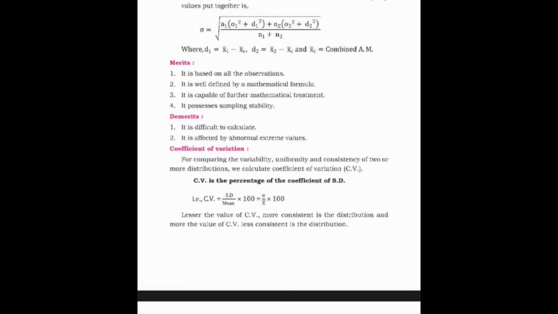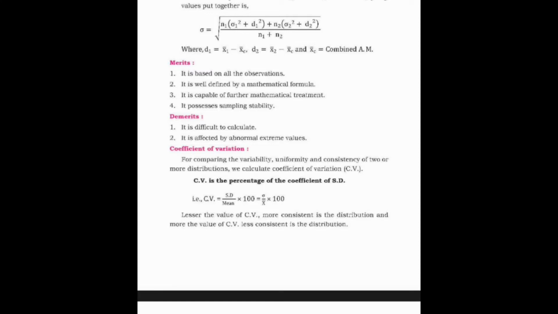Then here we are studying the coefficient of variation. What is the coefficient of variation? The coefficient of variation, CV, is the percentage of the coefficient of standard deviation. CV is equal to sigma divided by x bar into 100, that is SD divided by mean into 100. This is very important, the CV coefficient of variation, because they ask a 10 marks question, mostly a CV question.